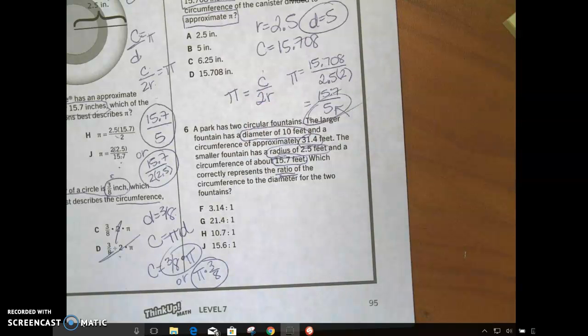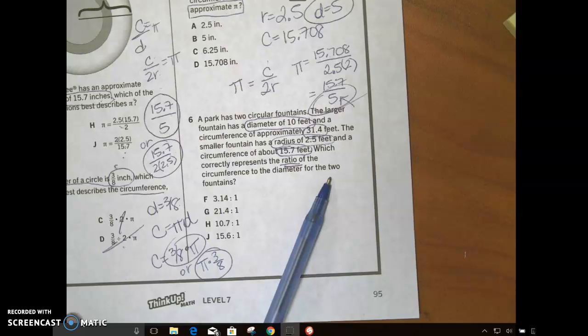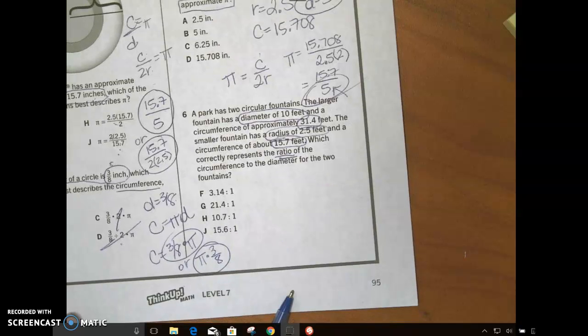Yeah, because it's part time. That's too early. Oh, we get out at 41, which is then, okay, let me knock this question out real quick. Which represents the ratio of the circumference to the diameter for the 2 fountains?